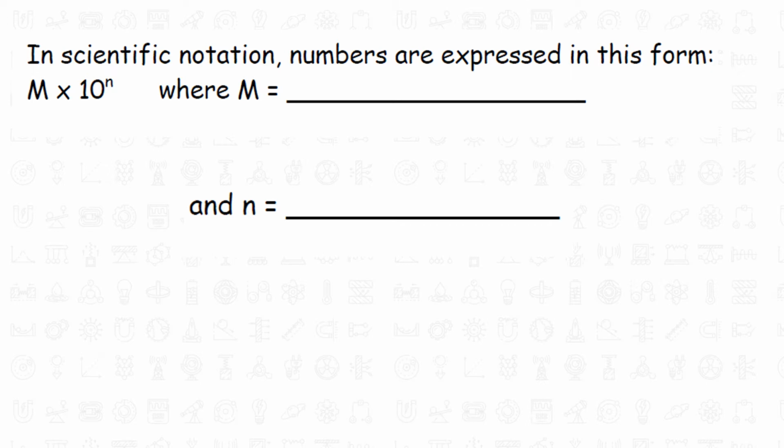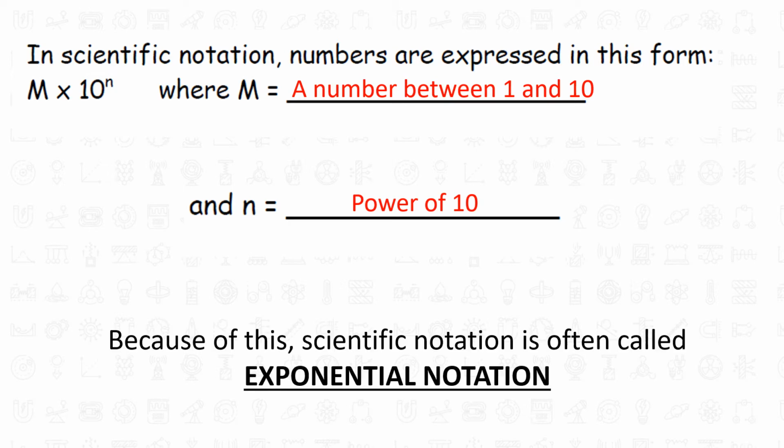So in scientific notation, numbers are expressed in this form: m times 10 to the nth power, where m equals a number between 1 and 10, and n is a power of 10. So because of this, scientific notation is often called exponential notation. So scientific notation and exponential notation are the same thing, but we usually call it scientific notation in science class.